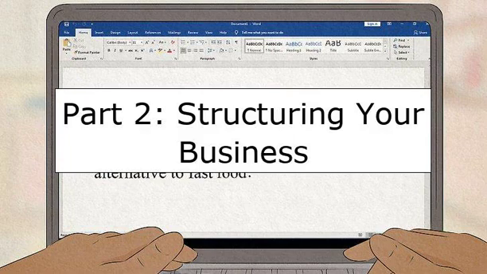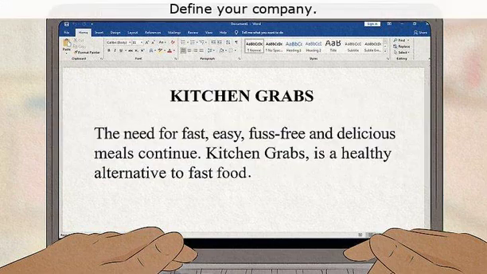Part 2. Structuring your business. Step 1. Define your company. A business plan won't be useful until you're certain what your company exists for. What will you accomplish for others? What products and services will you produce or provide? Write down all the specific needs your company will satisfy.